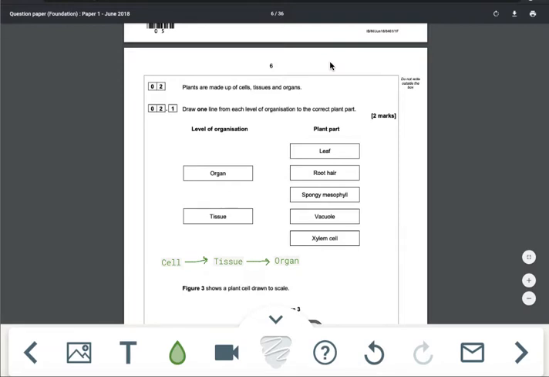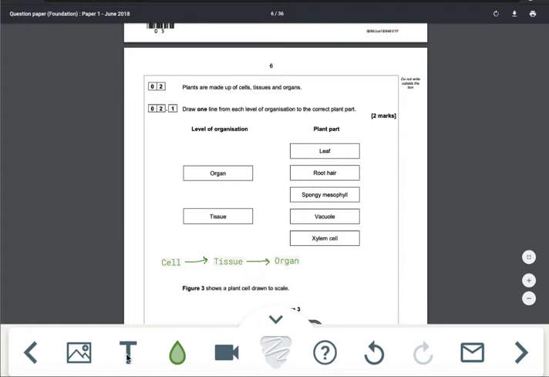Right. So, it says plants are made up of cells, tissues, and organs. Right, so we should know that cells make up tissues, and tissues make up organs. Okay? So, cells work together in a tissue, tissues work together in organs, and each organ has several functions. So, a leaf. Our first one. A leaf is an organ.